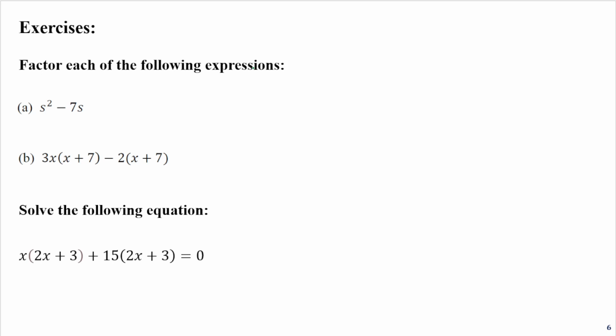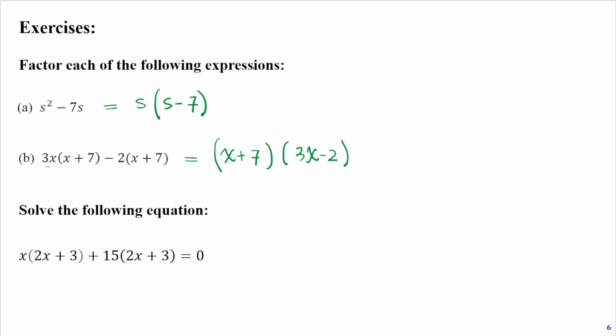Alright, let's have a look at the solution together. First of all, we can factorize the common factor x, right? So this equals x times x minus 7. Okay, second question, the common factor is x plus 7, so we can put it in front: x plus 7 times 3x minus 2, right? So we can use this method to solve the following equation.